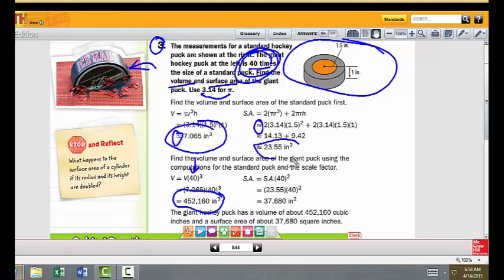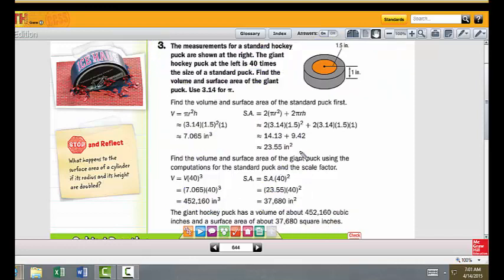For surface area, we're now talking square units in area, so we're going to multiply that surface area that we found right here times our scale factor of 40 squared. So it's going to be 23 and 55/100ths times 1,600, and we're going to get 37,680 square inches. And of course, then we would just report those two answers. Please do guided practice.